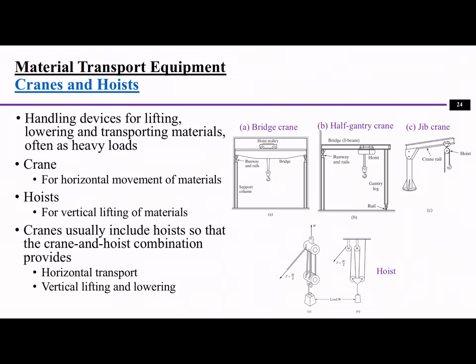Another material transport equipment we can see is cranes and hoists. They are generally used in large or heavy equipment for lifting and movement, either in the horizontal or vertical direction. In the vertical direction we use hoists; the horizontal one will be cranes. But most commonly we use a combination of both cranes and hoists, because we need to lift heavy materials up and also move them horizontally.